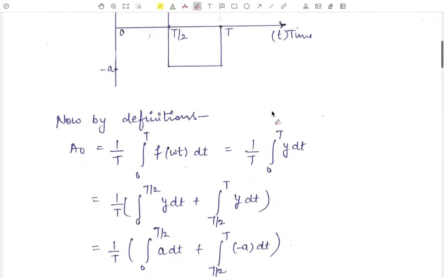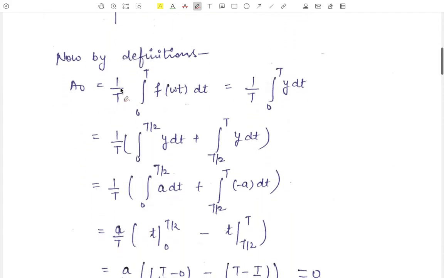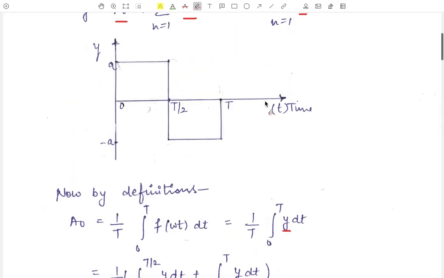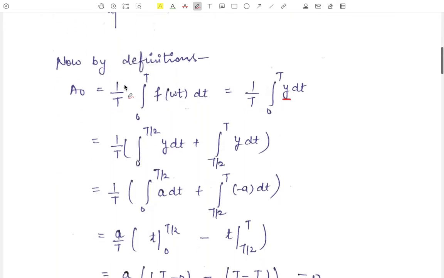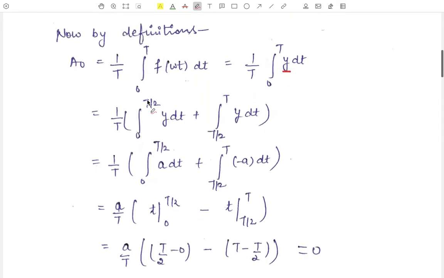Now by definition, the value of a naught is 1 upon T, complete time period 0 to T, f of omega t dt, or 1 upon T, 0 to T, our function is y dt. Now we have a break in the function y at point T/2. The value of y from 0 to T/2 is plus A, and from T/2 to T it is minus A. Therefore, there will be a break in the integration as well, from 0 to T/2 and T/2 to T.